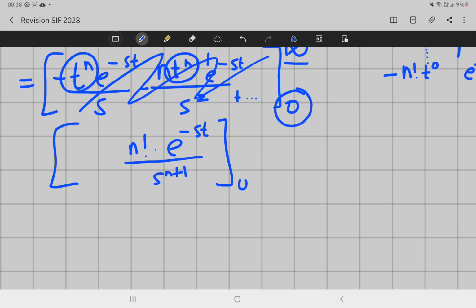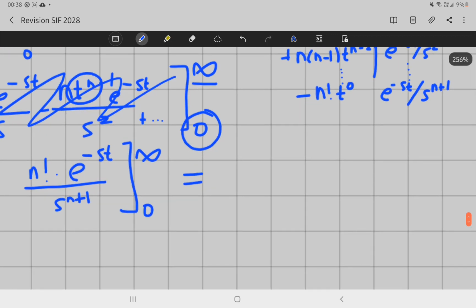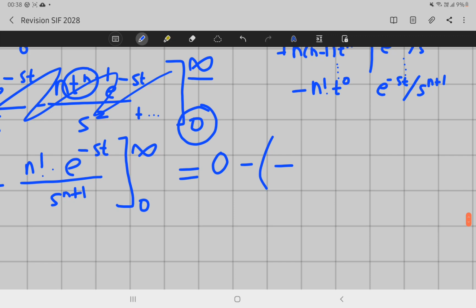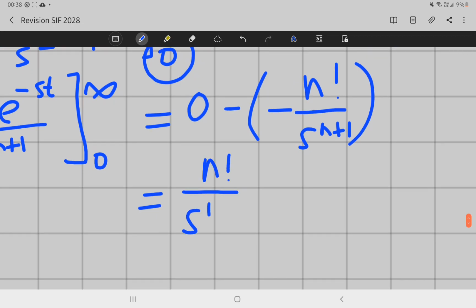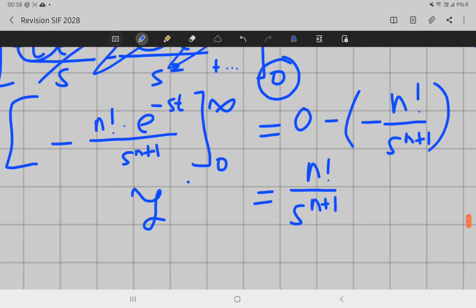Okay, so let's evaluate the integration from 0 to infinity. Inserting infinity, we will have 0, right? 0 minus, inserting 0, e to the minus 0 is 1, so n factorial over s to the power of n plus 1. So this is actually the Laplace transform of t to the power of n.